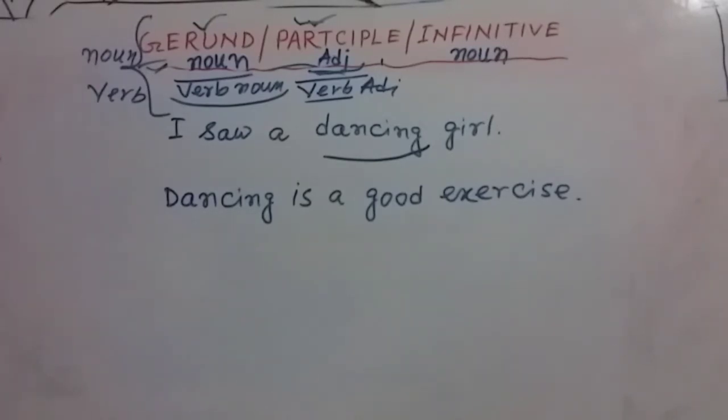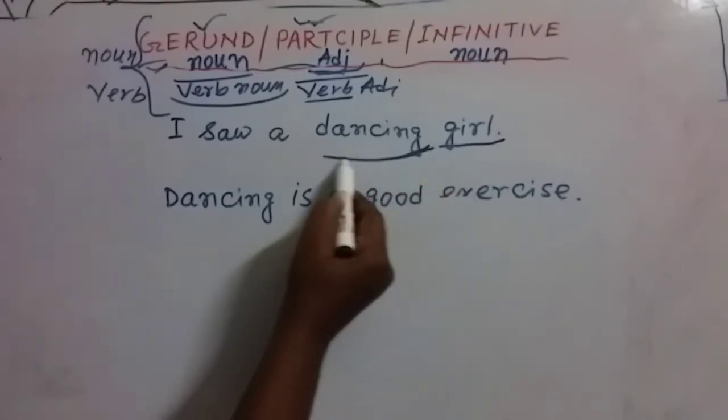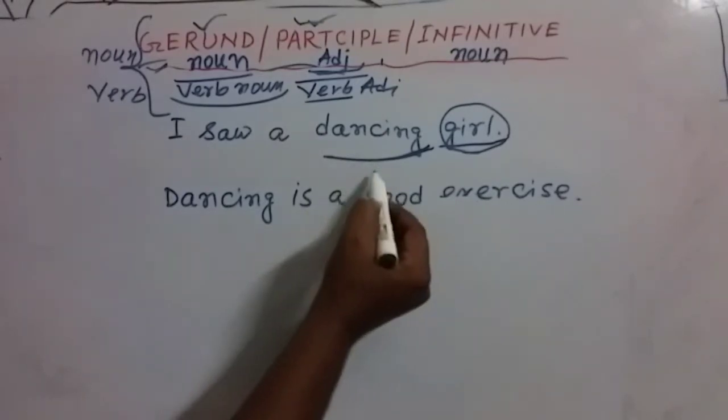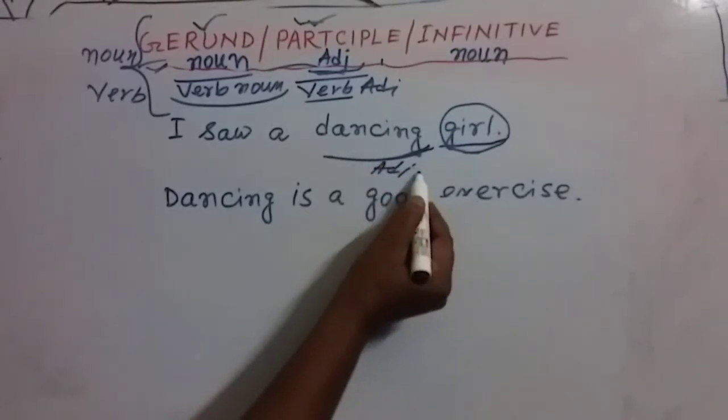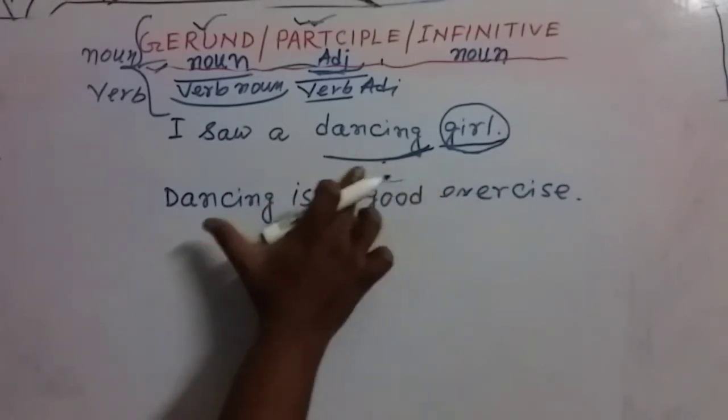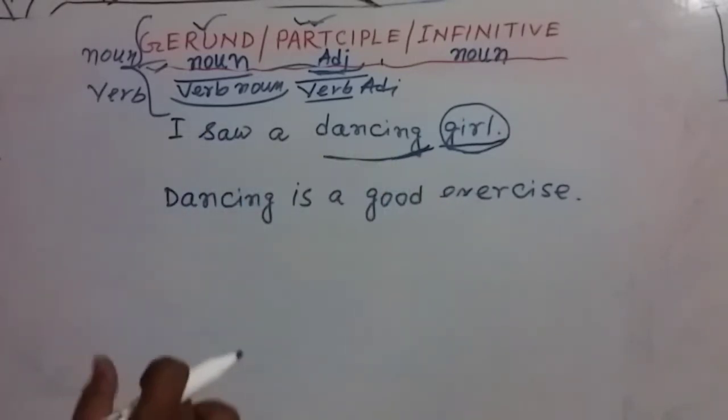If it is an adjective, obviously after that there must be a noun. So in this sentence you can see there is a noun, and this word is saying something about this girl. So obviously it's an adjective. This is one of the ways to find out whether it is an adjective or a noun. There is some other thing. Look at this one. In the first part we got that this is an adjective. That means it's a participle, a present participle.